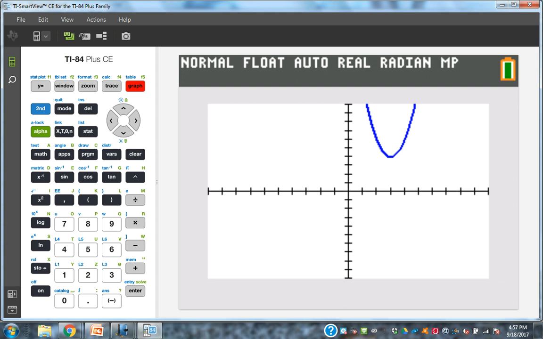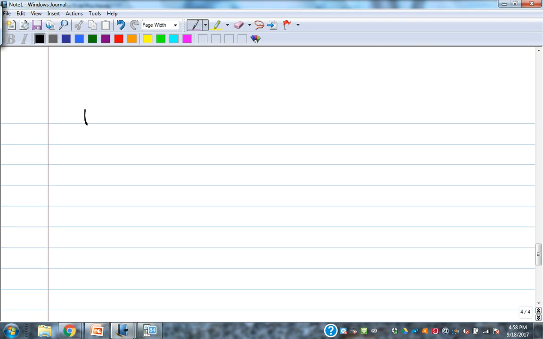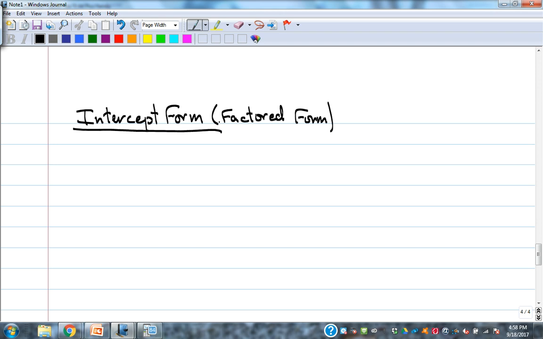So that's vertex form. We have one more form to talk about here, and then we'll get into building a quadratic. So the next form is what's called intercept form. Vertex form made the vertex really easy. What do you think the intercept form is going to make easy? Intercepts. Very, very easy. You also might hear this called factored form. Factored form, intercept form, the exact same thing.